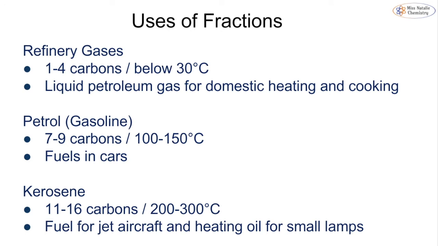So we're going to start off with refinery gases. These are between 1 and 4 carbons, and they have a boiling point below 30 degrees. So obviously we want to keep them below room temperature to make sure that they're gases. And we tend to use these for domestic heating or for cooking. If you've ever been camping, you may have used a small butane-based cooker in order to cook any food, and it tends to be one of these refinery gases, usually butane or sometimes propane.